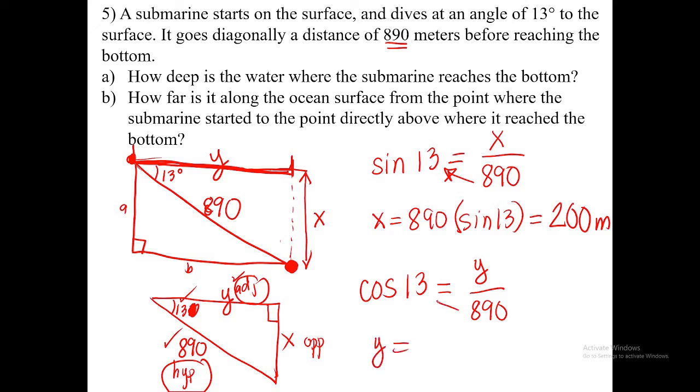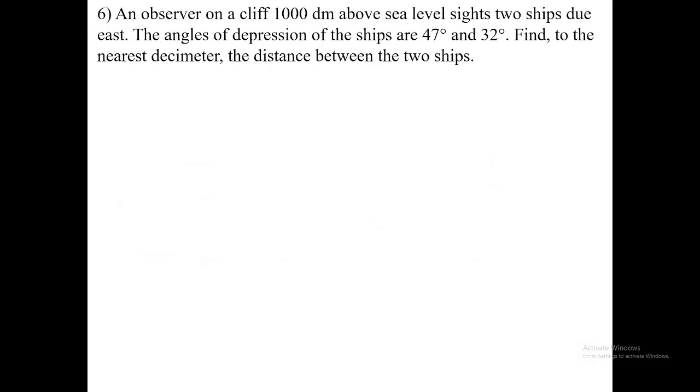So what is 890 times cosine 13? Go on, 860? 67. That's totally right. 867 meters. This is the horizontal distance. Questions about problem number 5? Do you understand? So it's really important that you know how to analyze a problem. Let's go to problem number 6.